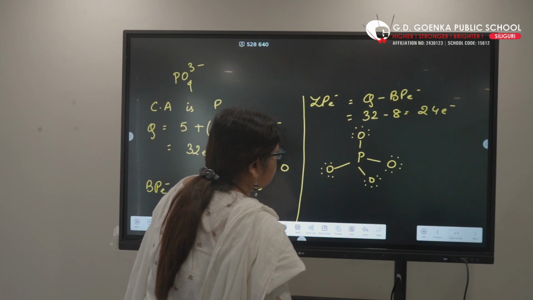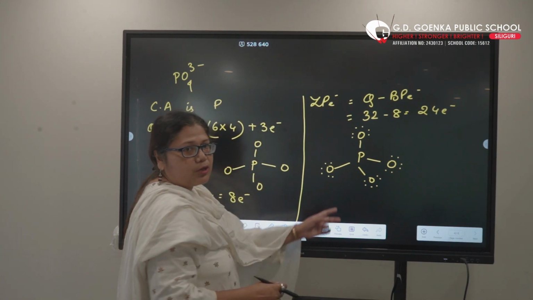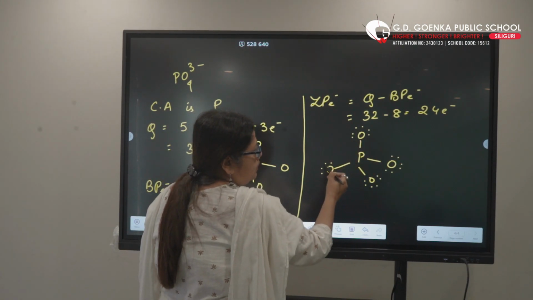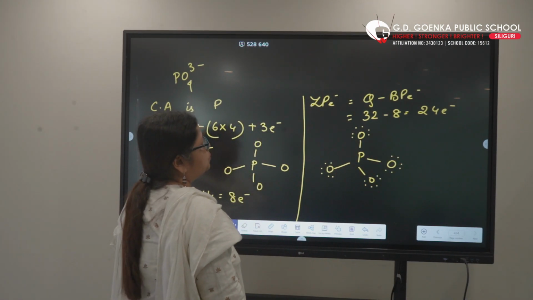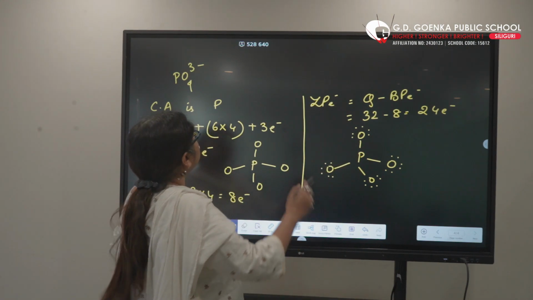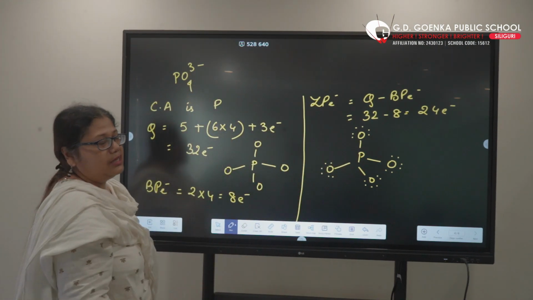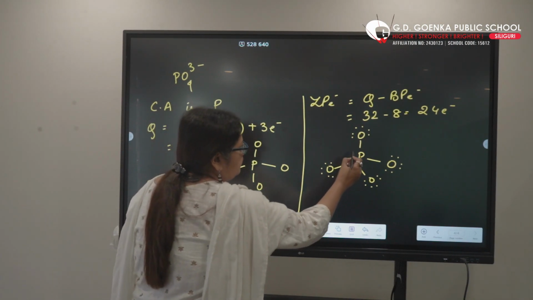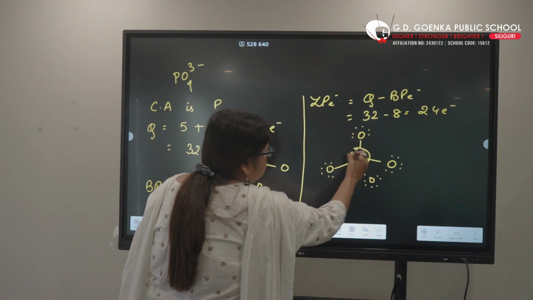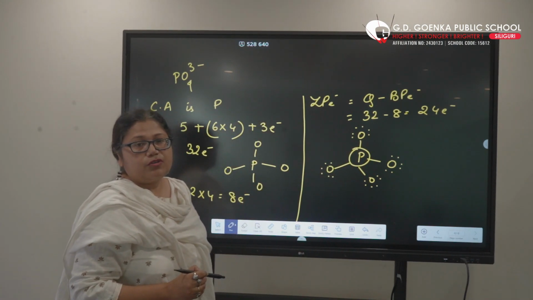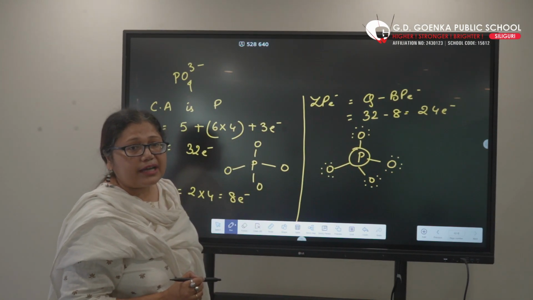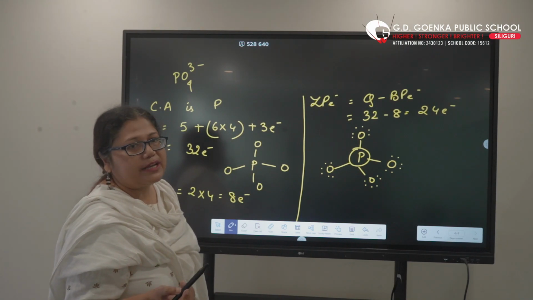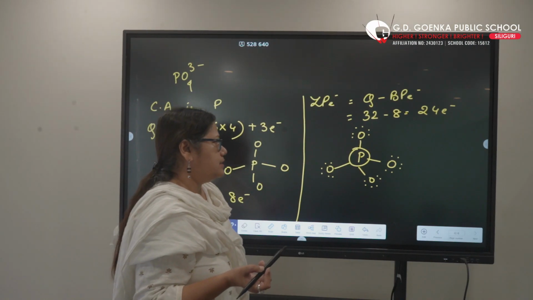But is the structure correct? Definitely from the concept of formal charge, if oxygen is connected by a single bond, then minus 1, minus 1, minus 1, minus 1. Then it should be minus 4. But over here we are getting what? Minus 3. So we can make out the structure is not correct. Simultaneously, the other thing is that this is the central atom, phosphorus. Phosphorus can extend its covalency because of the 3D subshell. Its maximum covalency is 5.